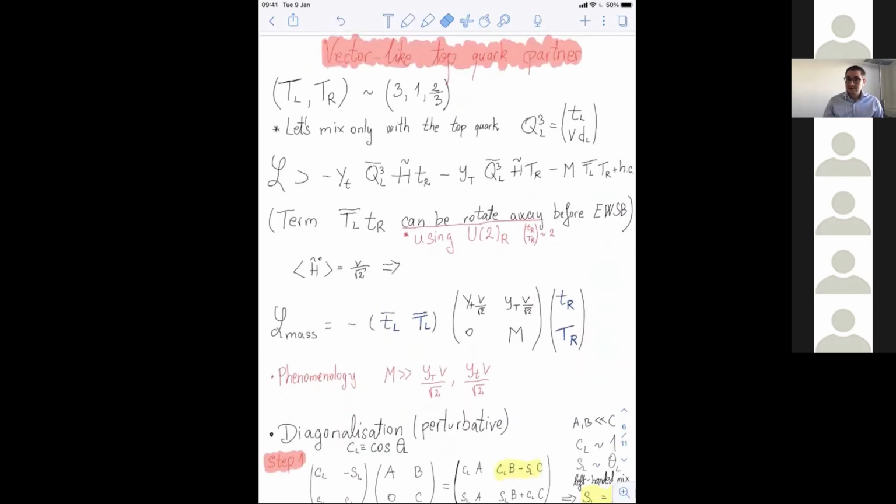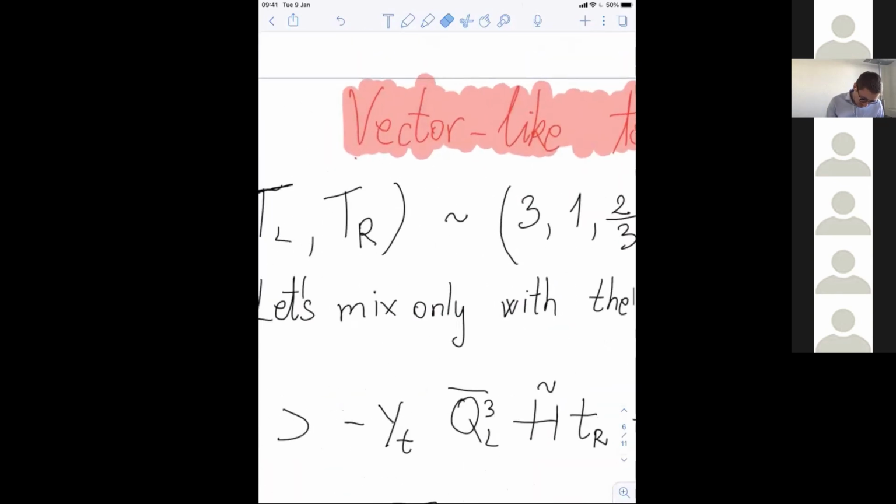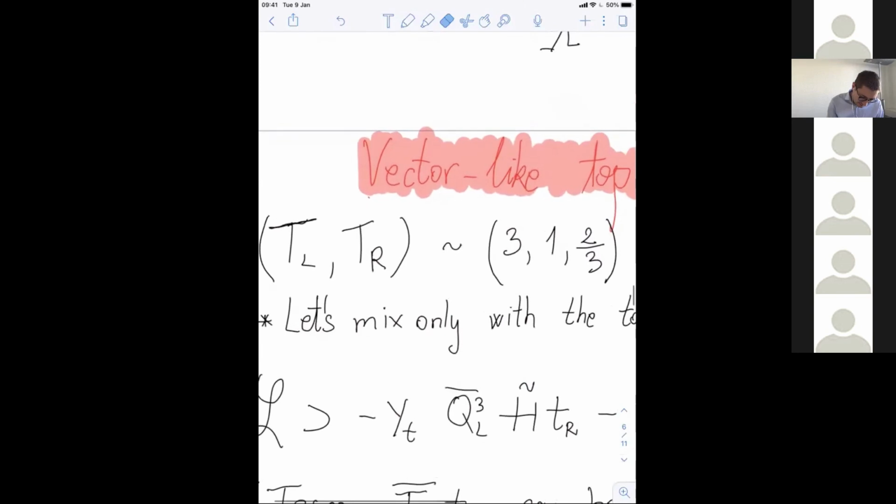Maybe in the last 12 minutes, I want to do the example of the vector-like top quark partner. So I will extend the standard model by adding a vector-like quark. In particular, this one will be in the same representation. Both the left chiral and the right chiral field will be in the representation of the right-handed top quark, which means that they are a weak singlet and hypercharge 2/3.